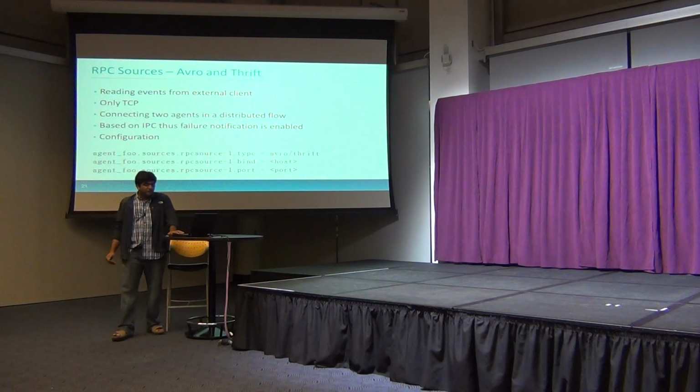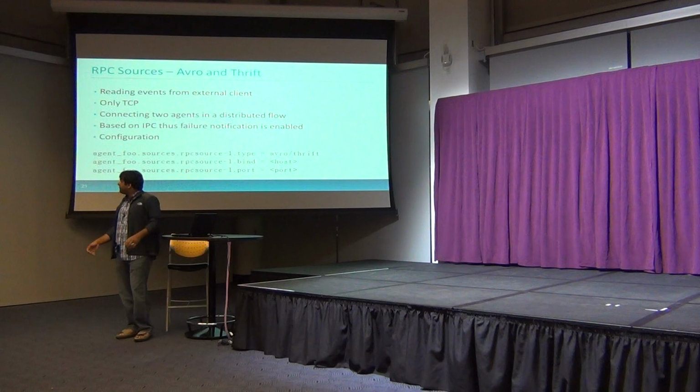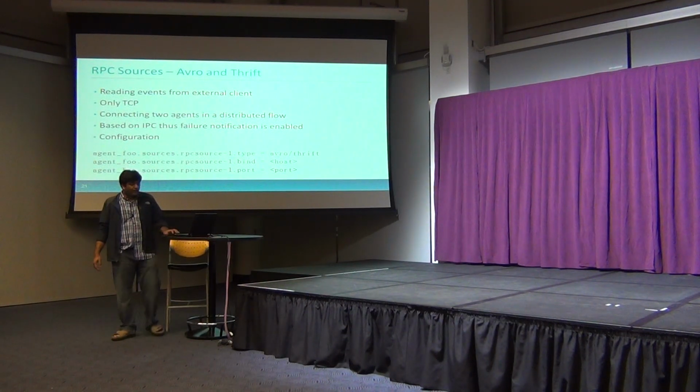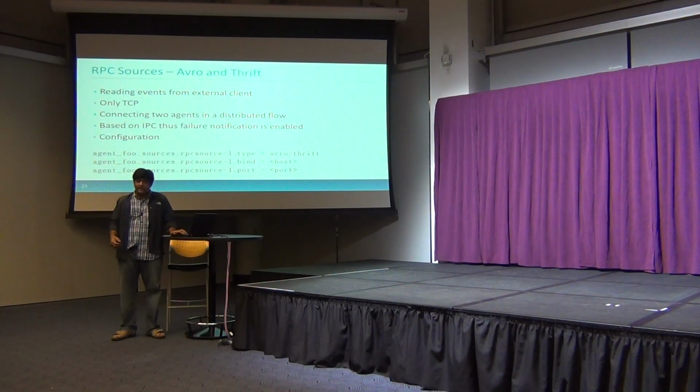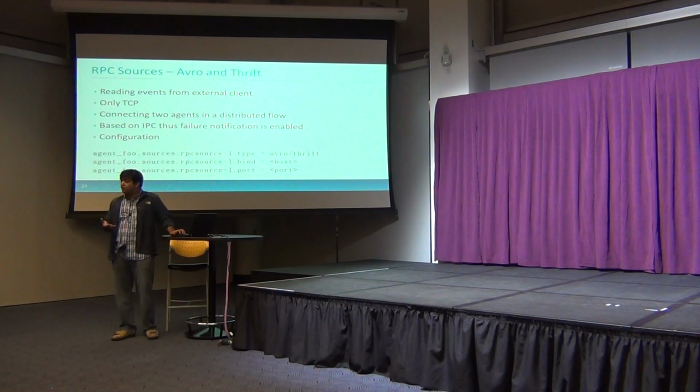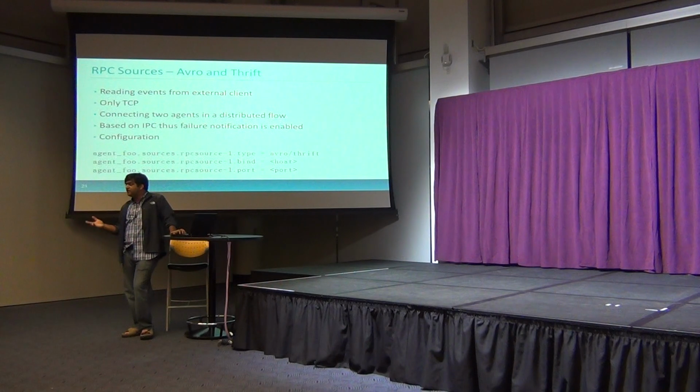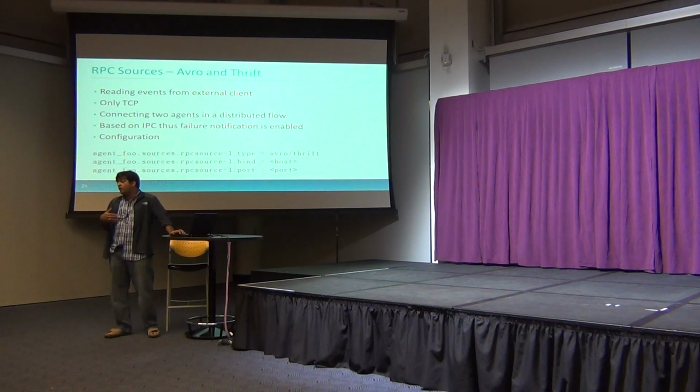There are two RPC sources, Avro and Thrift. They are almost identical in configuration. The only difference is the type of source. You say it's Avro or Thrift. And all you have to pass in is the host name and port it is listening on, and then the channels it has to write to. Every source needs a set of channels. So these are the source specific configuration. Now, if you want multiple channels, you specify rpc-source-1.channels is equal to the set of channels.